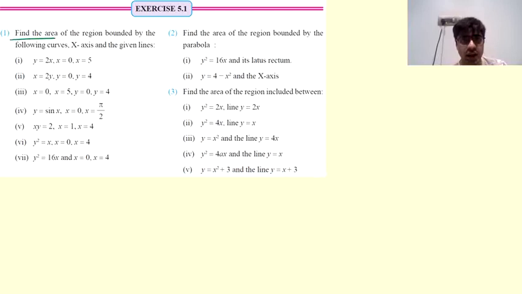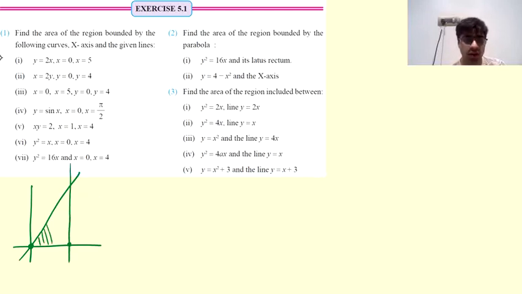So you need to find the area of the region bounded by the following curves, that is the x-axis and the given lines. The first curve is y equal to 2x. The working is very simple, but if graphically you want to know what's going on, it's something like this. The graph of y equal to 2x is going to be a straight line having a slope equal to 2 and passing through the origin. So the straight line looks like this, and from x equal to 0, x equal to 0 would mean the origin only, up to x equal to 5.